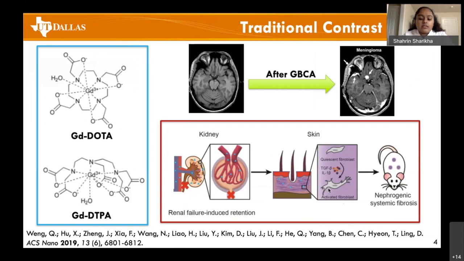And, question for you. Yes. How did the contrast get into the brain and the meningioma? So the contrast agents are usually picked up by macrophages, and usually whenever there are diseased areas, there's a lot of inflammation and macrophages, monocytes, and cells like that. And so the contrast agents are attracted to those areas.